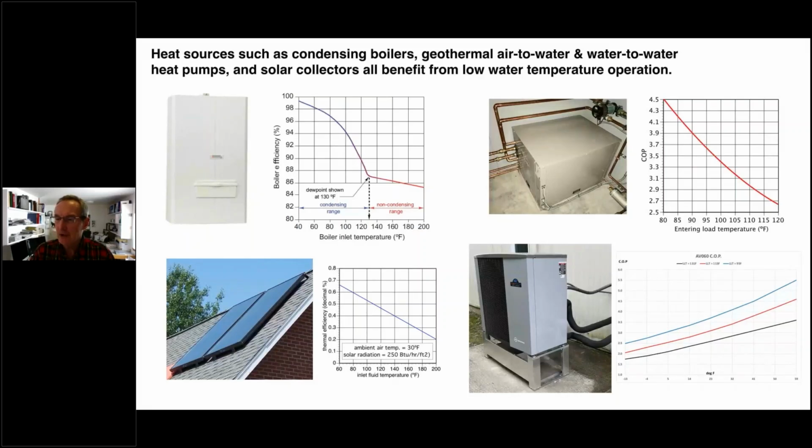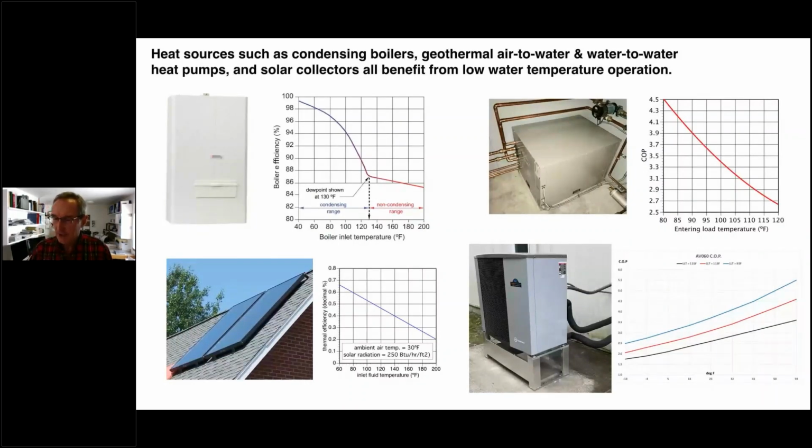And as that temperature goes down, you can see the COP numbers on the vertical scale definitely go up. And then finally, lower right corner, we've got the Advantage air-to-water heat pump from Intertech. And there's a graph there.